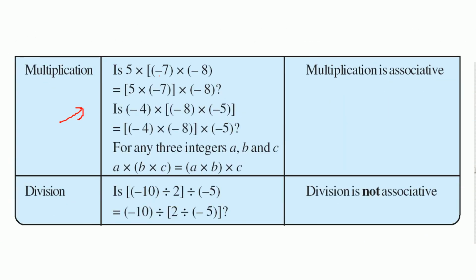Multiplication is associative, you multiply this with this first, or this with this first, any way you can do. But when you want to divide, minus 10 divided by 2, first you divide these two, then divide by minus 5, or you do it the other way around, you divide these two, then divide the result by minus 10, the result will be different. So division is not associative.